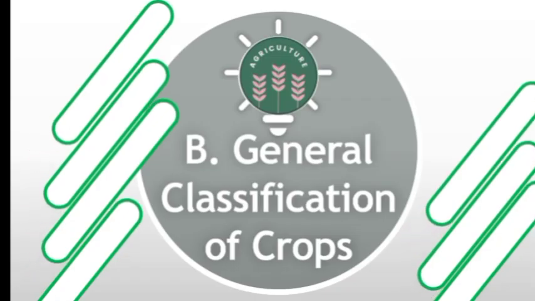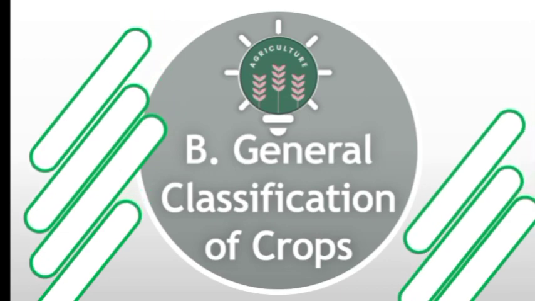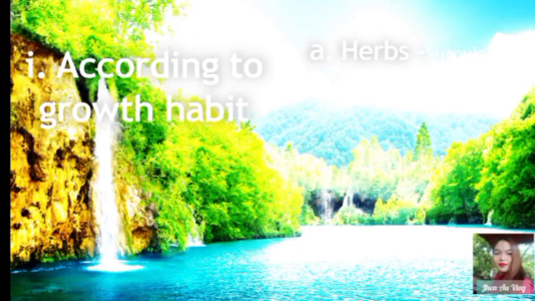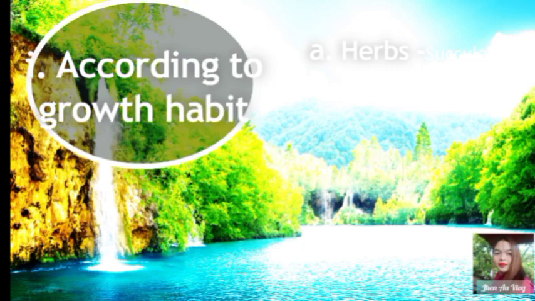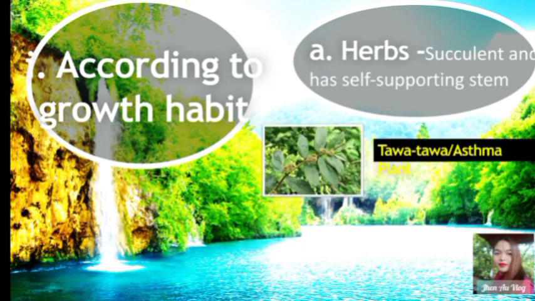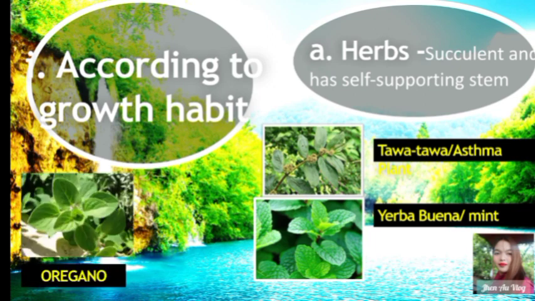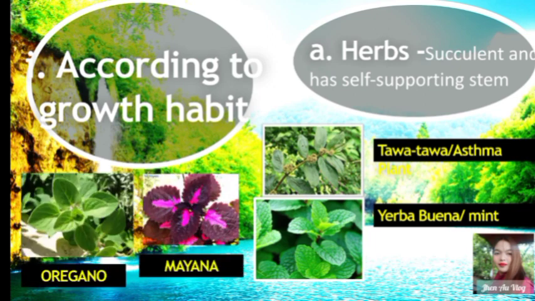So the second topic will be general classification of crops. First is according to growth habit. First is the herbs. They are succulent and have a self-supporting stem, like tawa-tawa or the asthma plant, the yerba buena or the mint, the oregano, and the mayana.